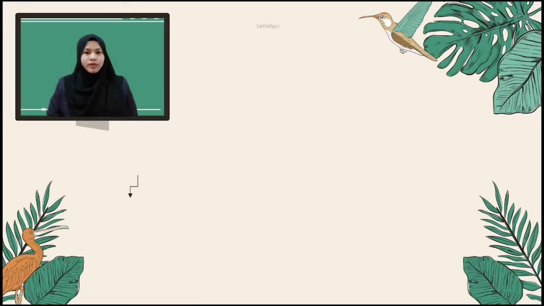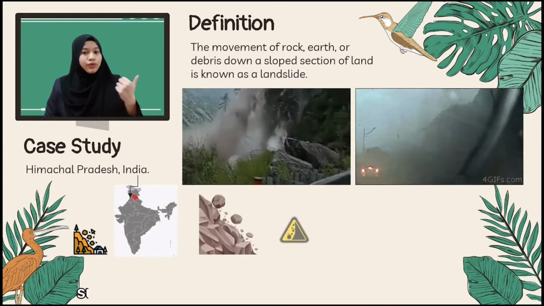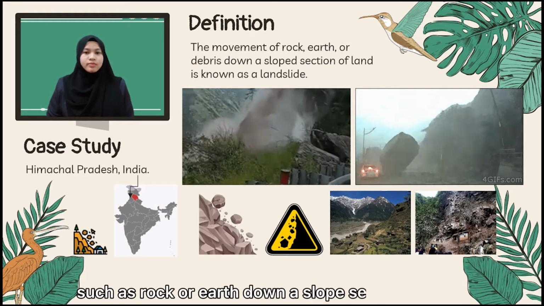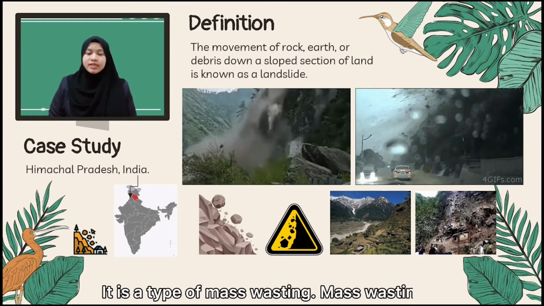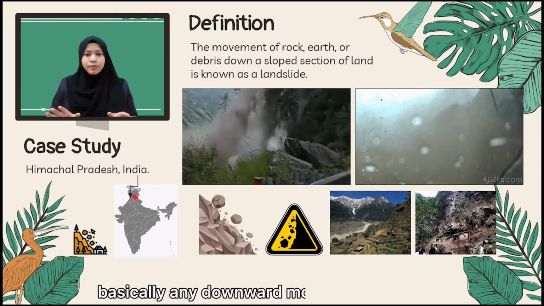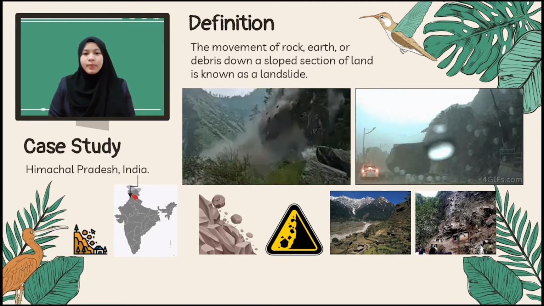So today's video will explain about landslides. A landslide can be defined as movement of debris such as rock or earth down a sloped section of land. It is a type of mass wasting. Mass wasting is basically any downward movement of Earth's surface that is worn away.